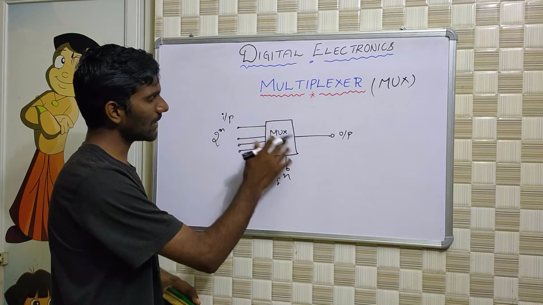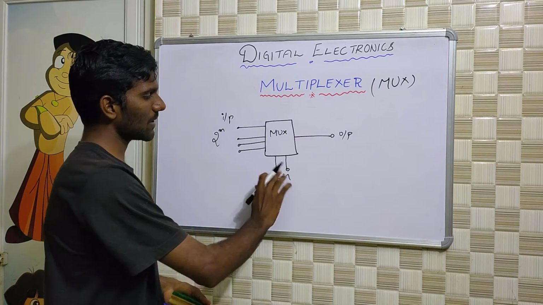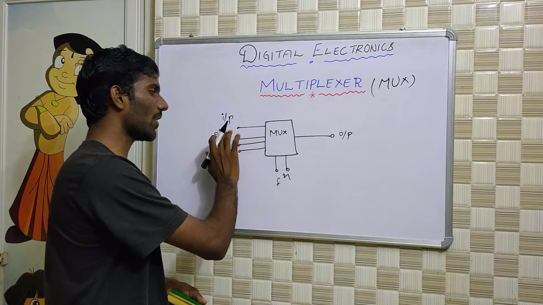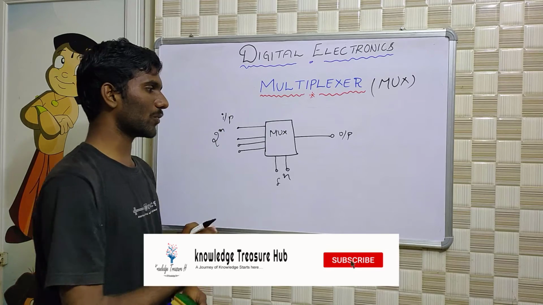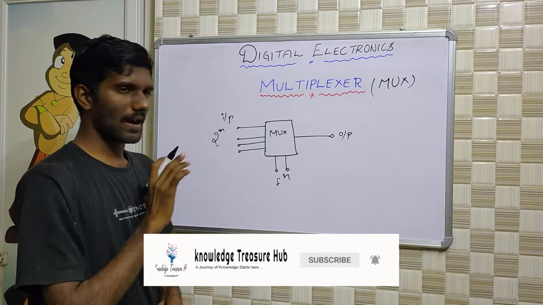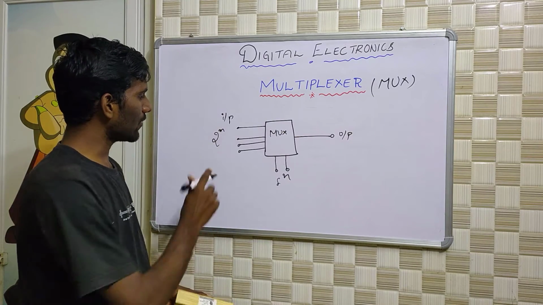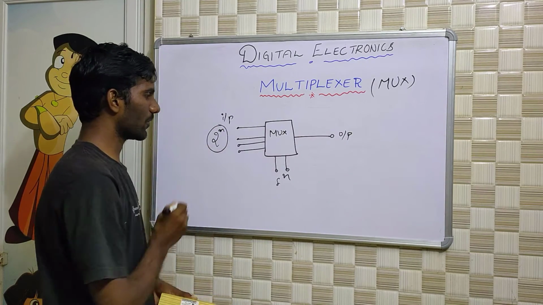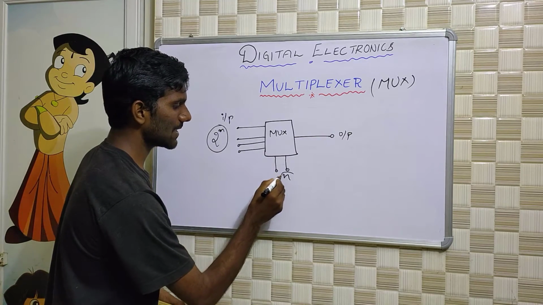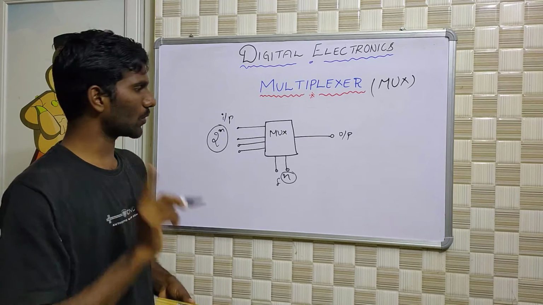How does it transfer? Only based on these selector lines, one of the input lines is transferred to the output. So the multiplexer doesn't do any computation or arithmetic operations. We have 2^n input lines, where n is the number of selector lines, and we have only one output line.